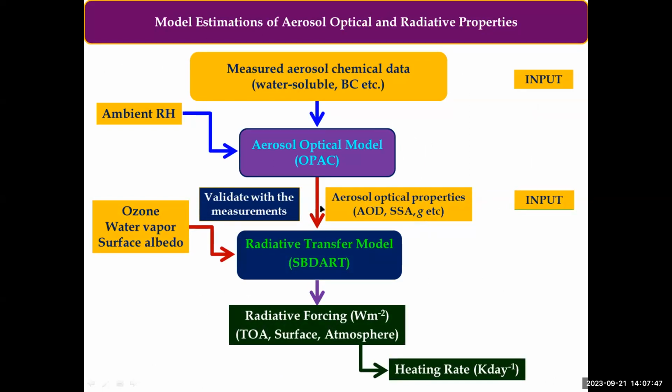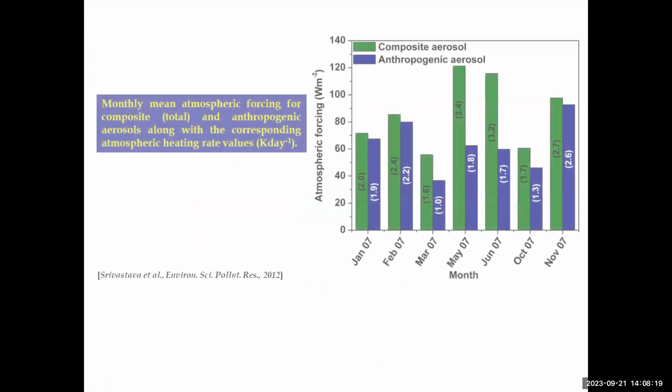Now, we validated these outputs from the OPAC model with the measurement. And after validation, we use this output as an input into the SBDART model, which is a radiative transfer model, which provides the information about radiative forcing at three different parts of the atmosphere: top of the atmosphere, surface, and within the atmosphere. And also, the heating rate can be calculated from the atmospheric forcing. So this is the result.